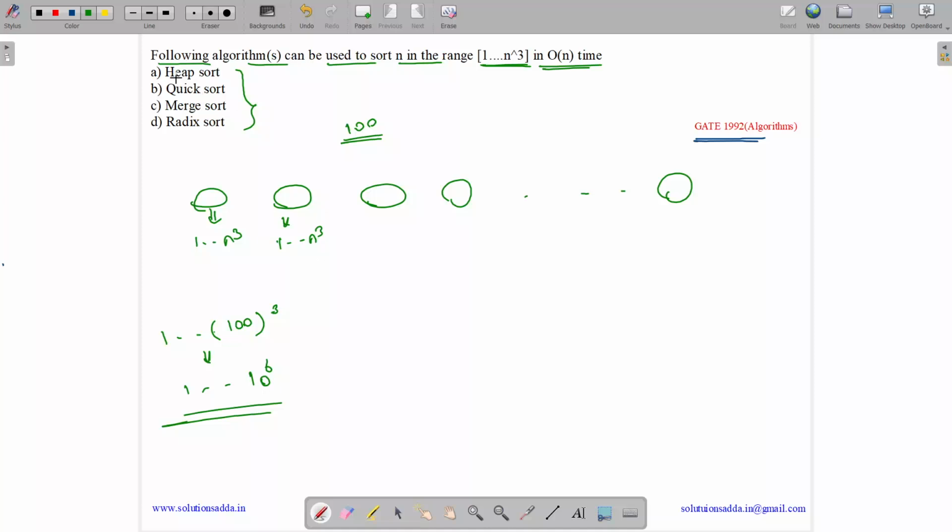So what's the complexity? For n numbers, heap sort always takes order of n log n, irrespective of the range of each number. Quick sort will take order of n square or n log n, but definitely it can't do it in order of n time. Merge sort will take order of n log n every time. Now let us see radix sort.